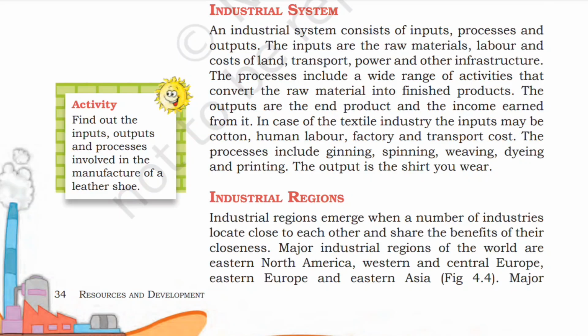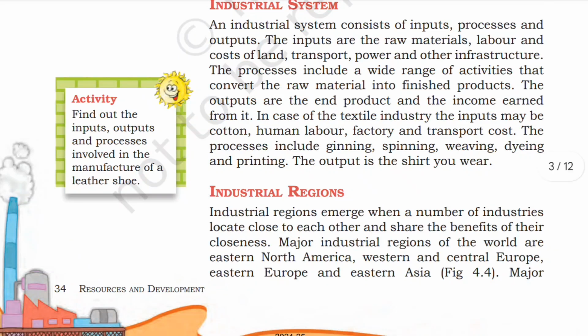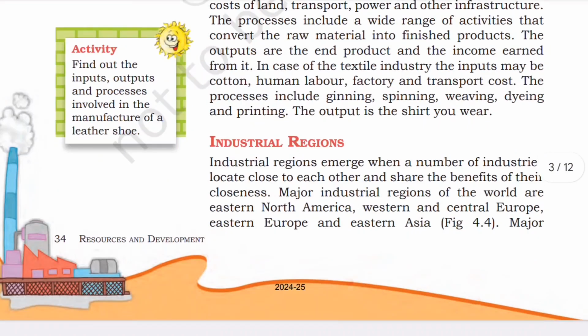In case of the textile industry, the input may be the cotton, human labor, factory and transport cost. The process includes ginning, spinning, weaving, dyeing and printing. The output is the shirt you wear.